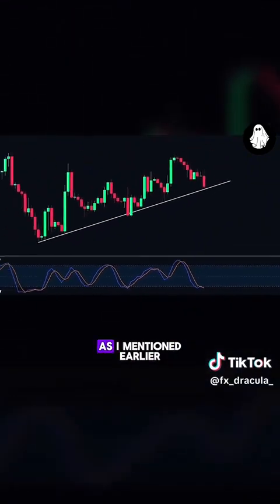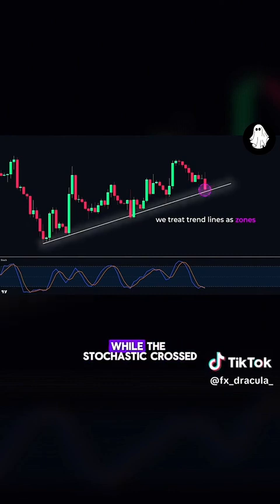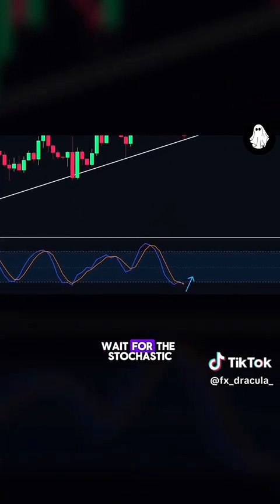But keep in mind, as I mentioned earlier, we treat trend lines as zones instead of fixed lines. This means that price doesn't have to touch the trend line perfectly. As long as it's within the zone of the trend line, while the stochastic crossed oversold, the setup is still valid. For our last entry confirmation, wait for the stochastic line to cross back inside the oversold levels again.